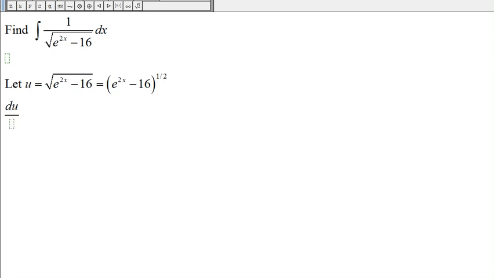And then the derivative of u with respect to x will be 1/2 times the base, and then subtract 1 from the exponent. So 1/2 minus 1 is negative 1/2. And then the chain rule says we have to multiply this by the derivative of the base.